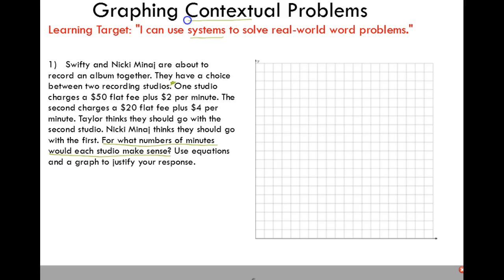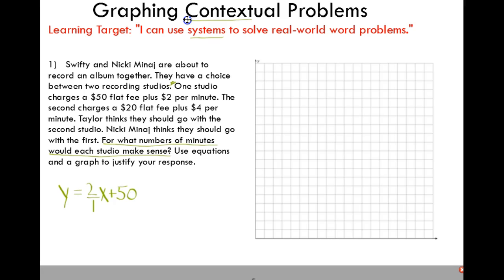Here's the first one. One studio charges a $50 flat fee plus $2 per minute. Well, a flat fee is something that never changes, otherwise known as a constant. So no matter how long they're in there, they're going to pay that $50. But then there's a certain rate. There's a slope, shall we say, of $2 per 1 minute. You don't really need the 1, but it helps to show that. So if we're going to say how much it costs, they're both positive. They're both something you pay. So we'd say y equals 2x plus 50.